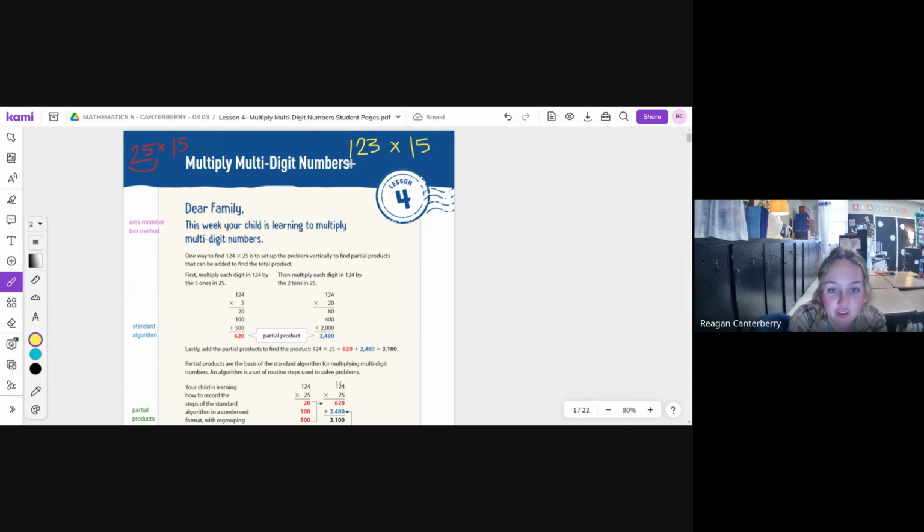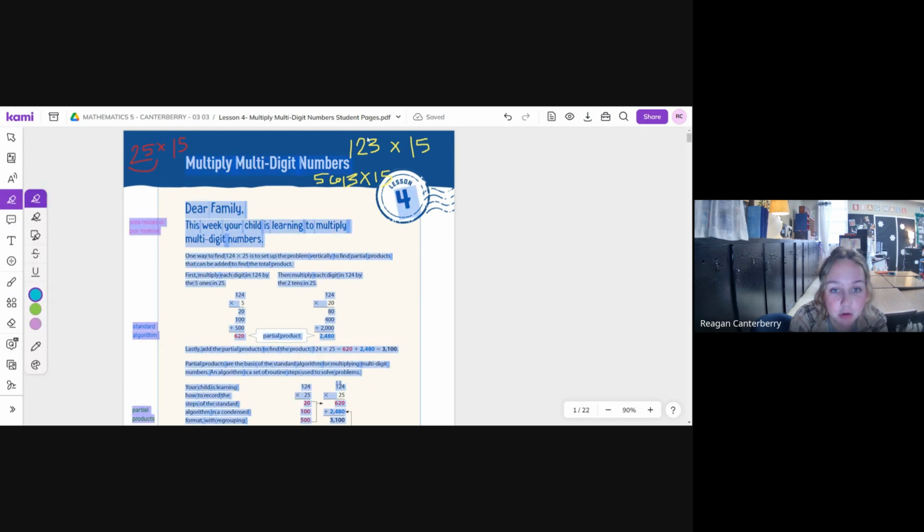They might have a 4-digit number right here, like 5,613 times a two-digit number. They might have a 5-digit number times a two-digit. They might even have a 6-digit number times a two-digit number. So this first factor in the problem is getting larger than what they've seen in previous grades. And then after they kind of grasp that a little bit, I'll move on, and instead of having a 2-digit number right here, I might do a 3-digit number.